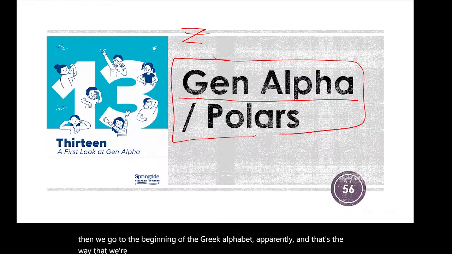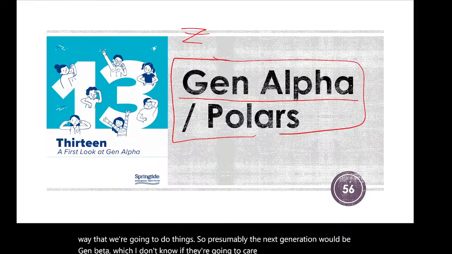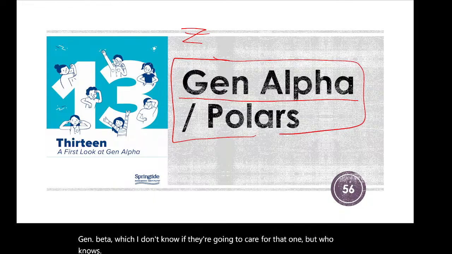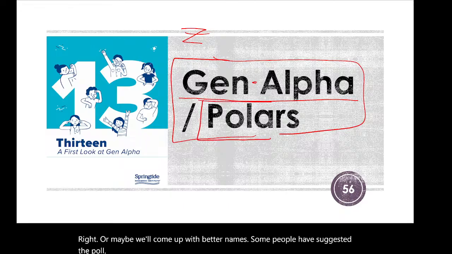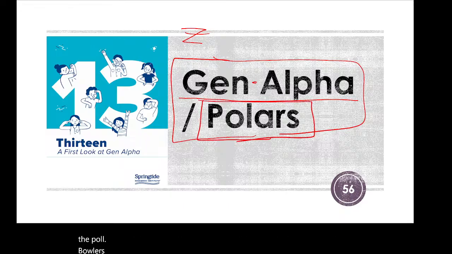So presumably the next generation would be Gen Beta, which I don't know if they're going to care for that one, but who knows. Or maybe we'll come up with better names. Some people have suggested the Polars. I don't love this one either. Jean Twenge, in her book, called them the Polars.